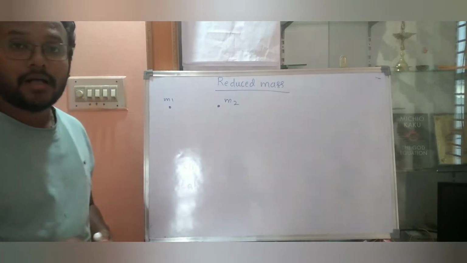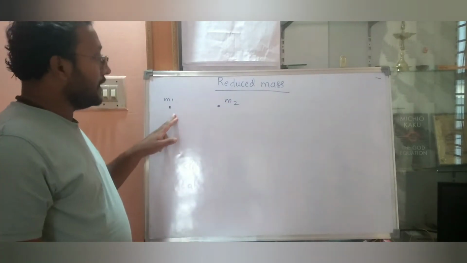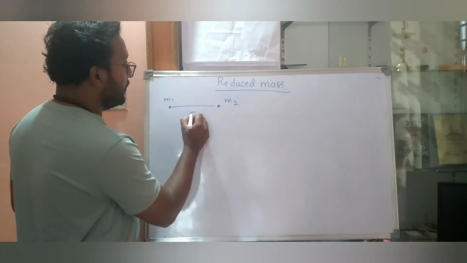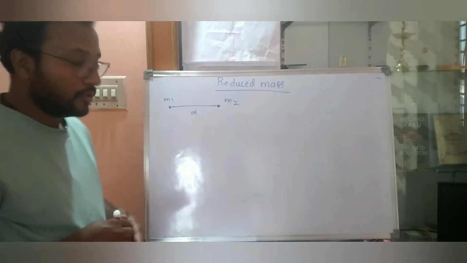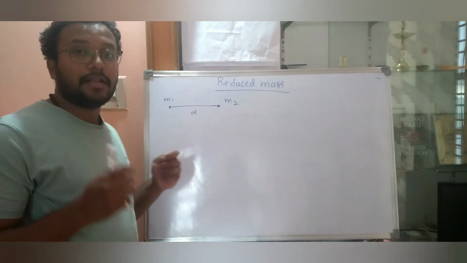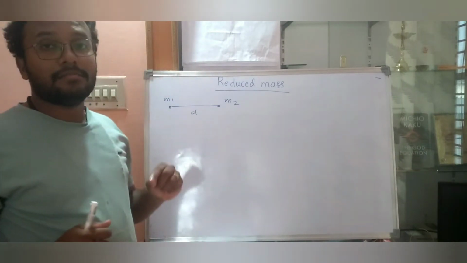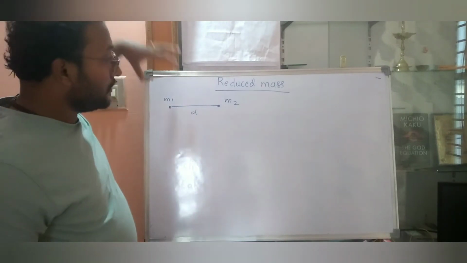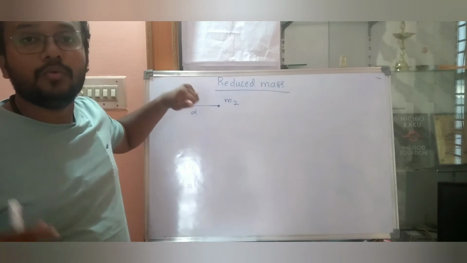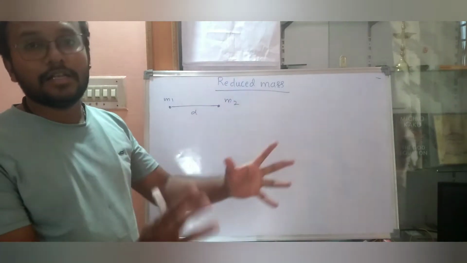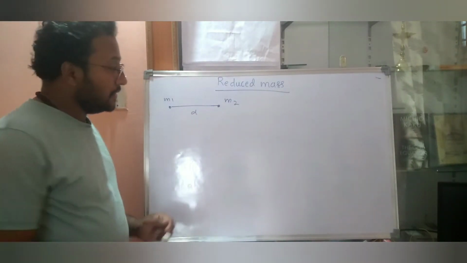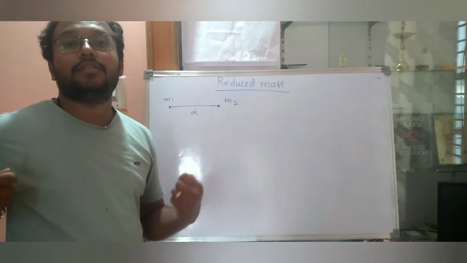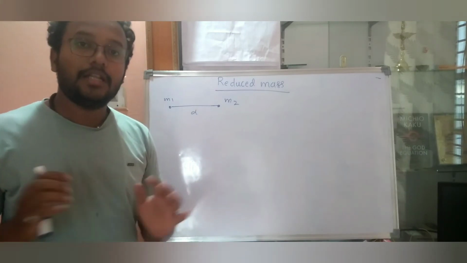Assume that the masses of these two particles are m1 and m2. Initially, they are separated by a certain distance d, and this system of two particles is completely isolated, which means there is no external force acting on the system. But these two particles can exert a mutual gravitational force of attraction on each other. That is possible.